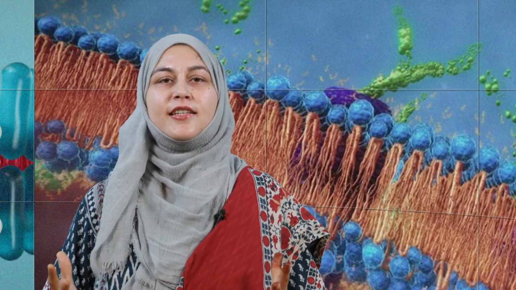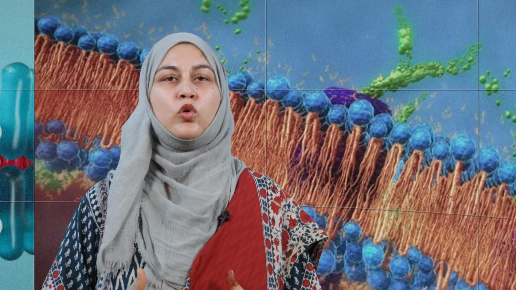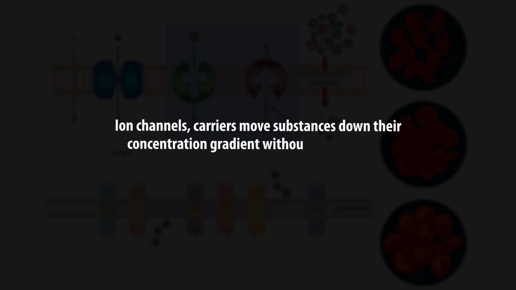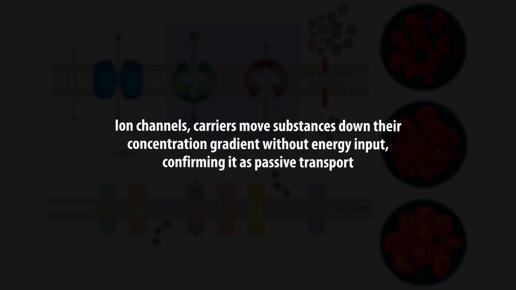This process is rapid. A carrier can move about 1000 glucose molecules per second. Like ion channels, carriers move substances down their concentration gradient without energy input, confirming it as passive transport.